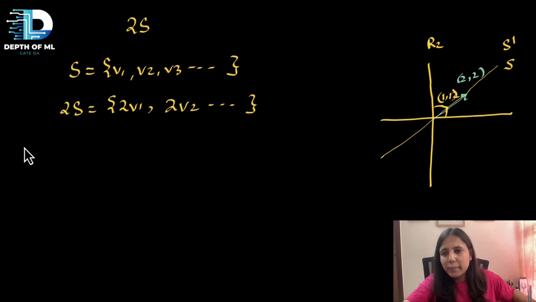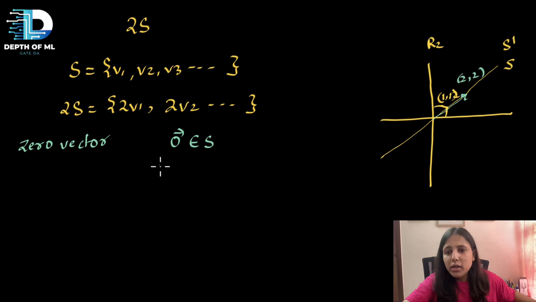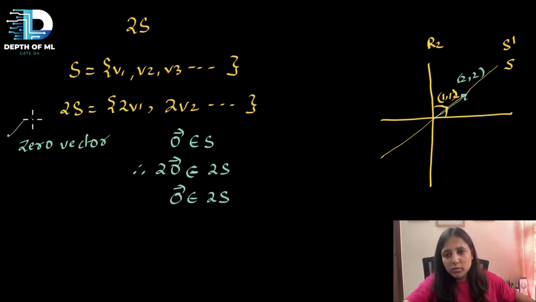But let's prove that. We'll check the 0 vector, whether we have the 0 vector in this or not. We know that the 0 vector was there in S, right? So now 2 times the 0 vector, we are basically multiplying every vector by 2, so 2 times 0 will belong to 2S, correct? Because we are just multiplying the 0 vector by 2, so it means the 0 vector belongs to 2S. So the 0 vector is fine.